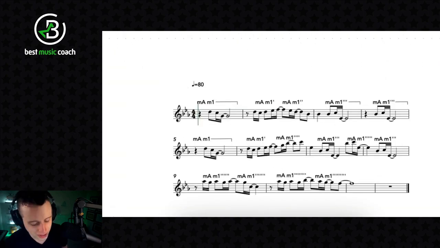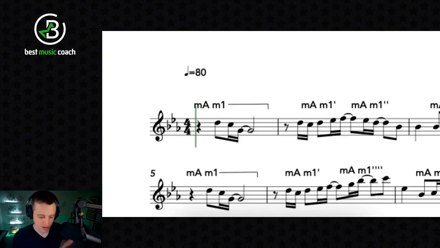I want to show you an alternate interpretation of this. My alternate interpretation of this is it's all one idea. And I'll tell you why. On beat 2, you can see we have this figure.